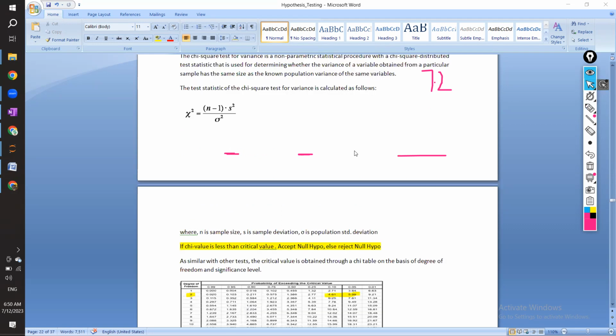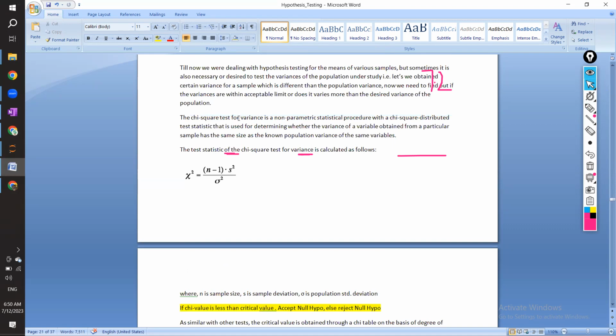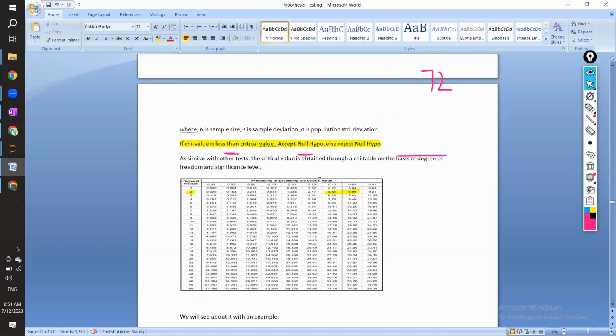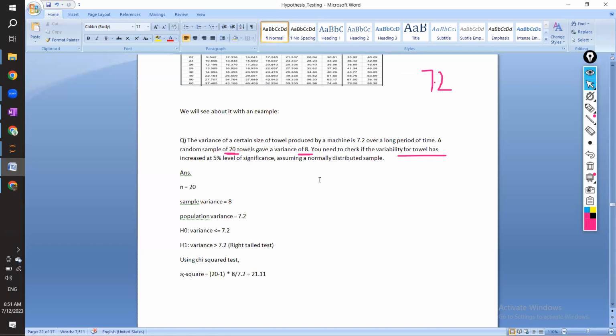Why? Because chi-square is mostly for the test of the variance, guys. The chi-square test for the variance is a non-parametric statistical procedure. It will say whether the variance of a sample is different from the population variance. We need to find out if the variance is within the acceptable limit, or does it vary more than the desired variance. So chi-square will be mostly revolving around the variance parameter. The other tests will be mostly around the means.